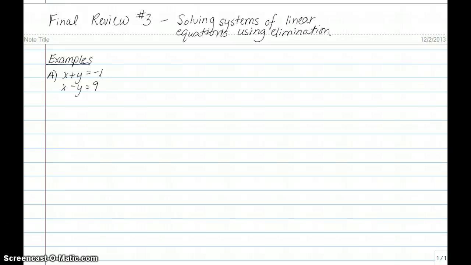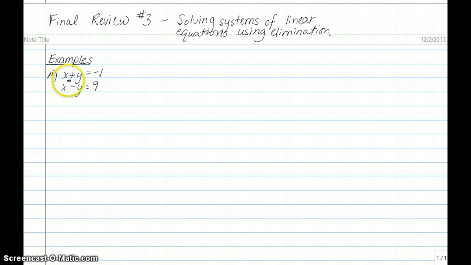Okay, this is final review number 3, solving systems of linear equations using elimination. You are looking for the solution for 2 equations, and as you know from graphing, that solution is the point of intersection where the point will lie on both lines. And so what you need when you use elimination is a pair of opposites to get started with.